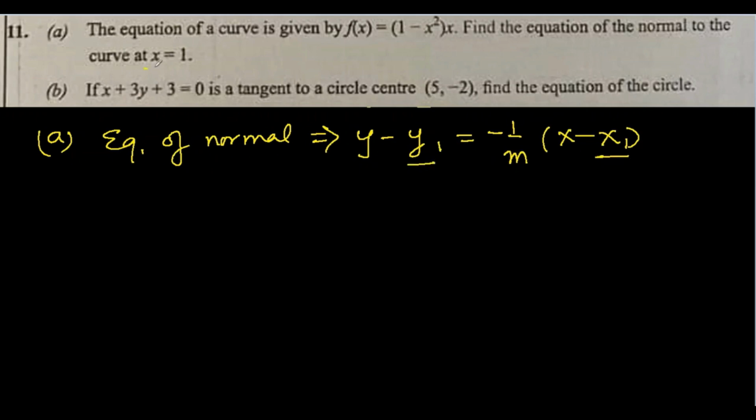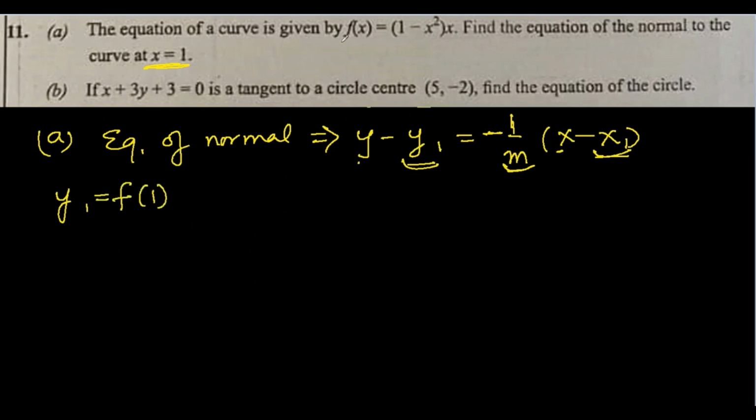We already know x equal to 1, so we'll find y for this. M is the gradient of the tangent. We'll find the gradient of the tangent, and the negative reciprocal of that will be used for the normal. Y and x are random points on the curve, so they need not be changed with anything. So we need to find y and m. X1 is known to us. So let's find y. So y1 is the same as f(1).